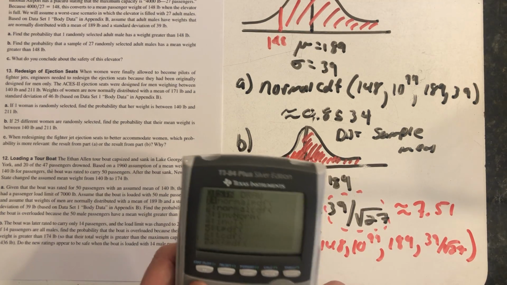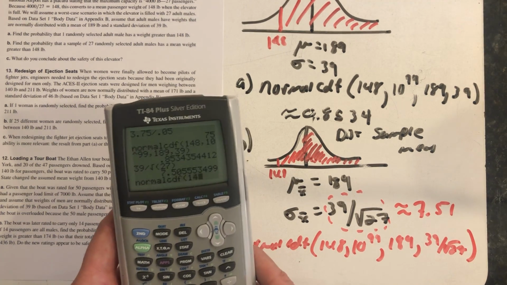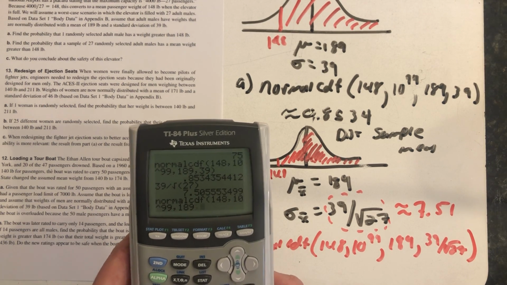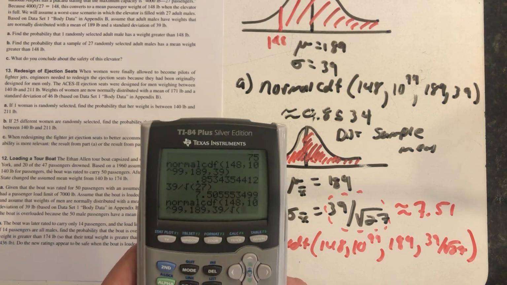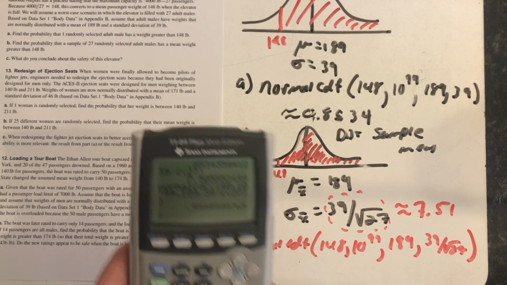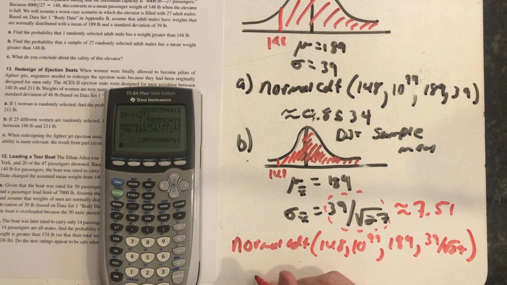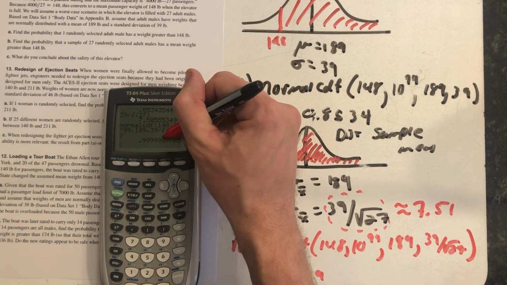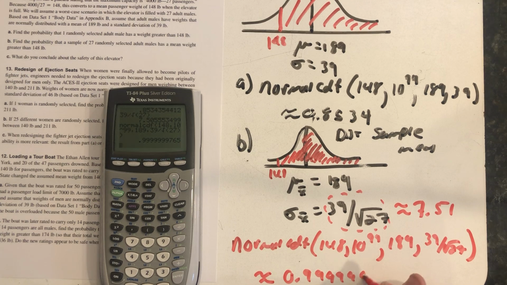All right, so normal CDF in the calculator. Type in what I have written down there, and we get a probability that's really close to 1, 0.99, and a whole bunch of 9s. In fact, we could just say that was rounding to almost 1. It is a very high probability.